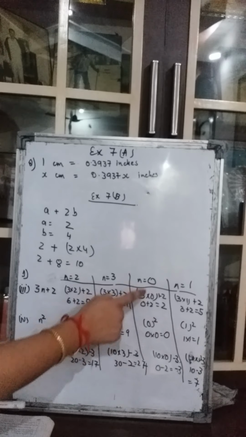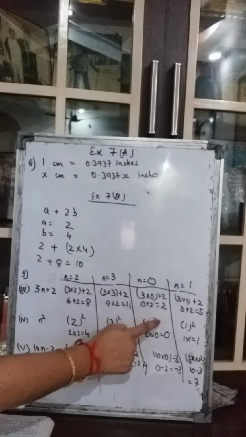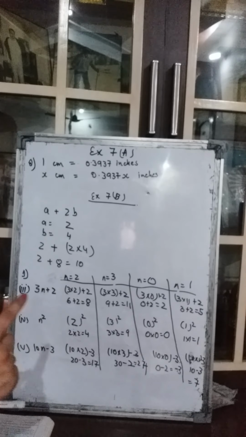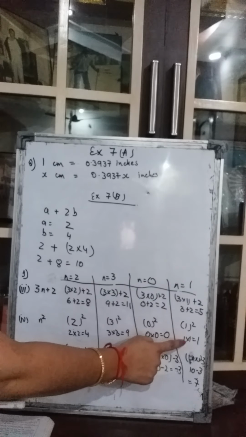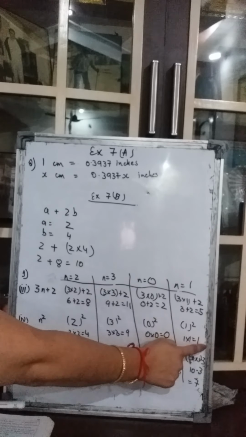Then we have n as 0 here. So 0 square means 0 multiplied by 0. That gives you 0 only. And then n is equal to 1. So 1 multiplied by 1 gives you 1.